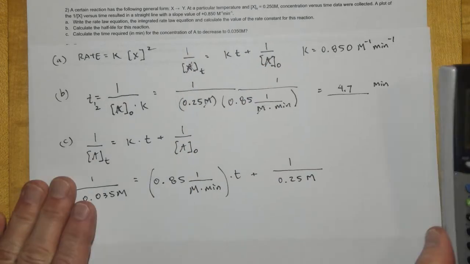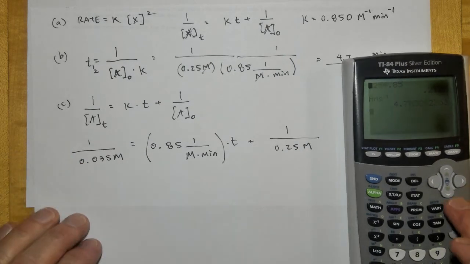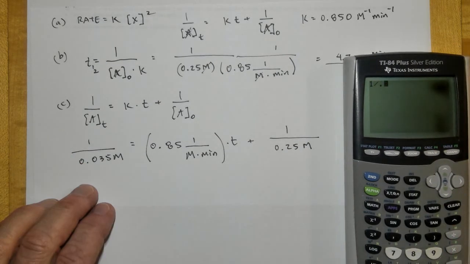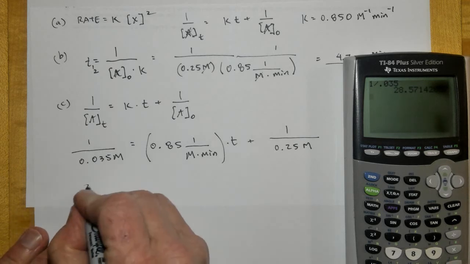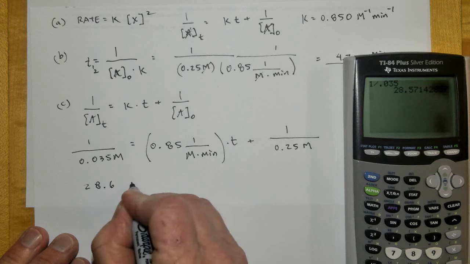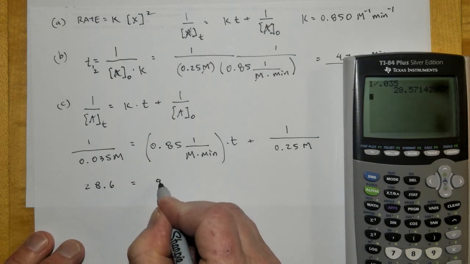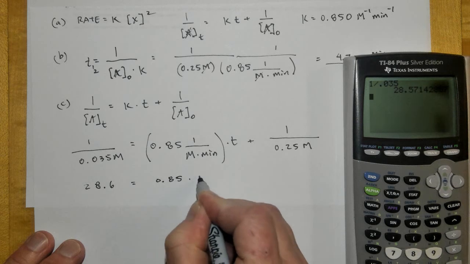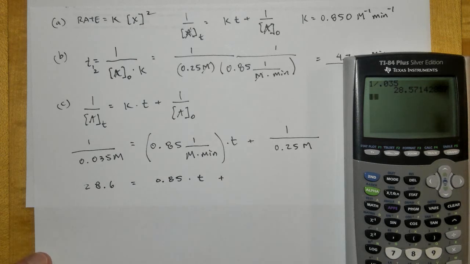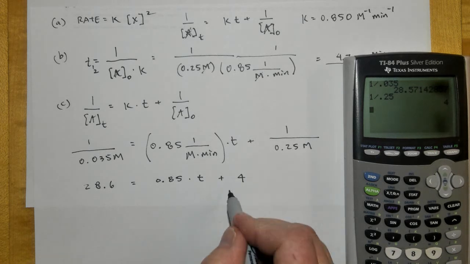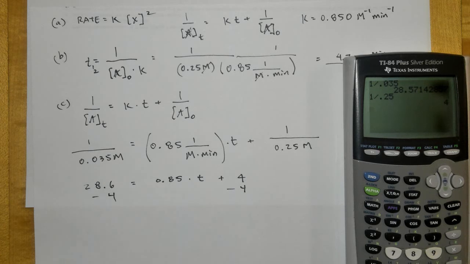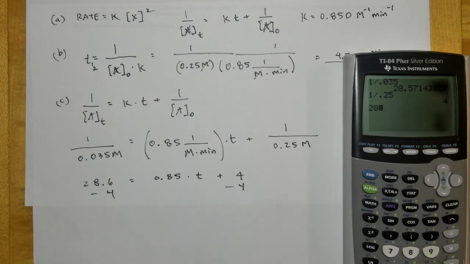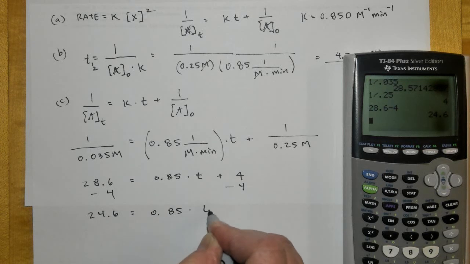All right, so let's do these on our calculator, and then we'll go through and solve for t. So clear, clear, clear. 1 divided by 0.035. That ends up being 28.6 is equal to, okay, we'll leave this the same. This is 0.85 times t plus, and then 1 divided by 0.25, so that's 1 divided by 1/4, that should be 4. So then we're going to subtract 4 from this side, subtract 4 from this side to get that by itself. So 28.6 minus 4, well, that's obviously 24.6. And then it's equal to 0.85 times the time right here.